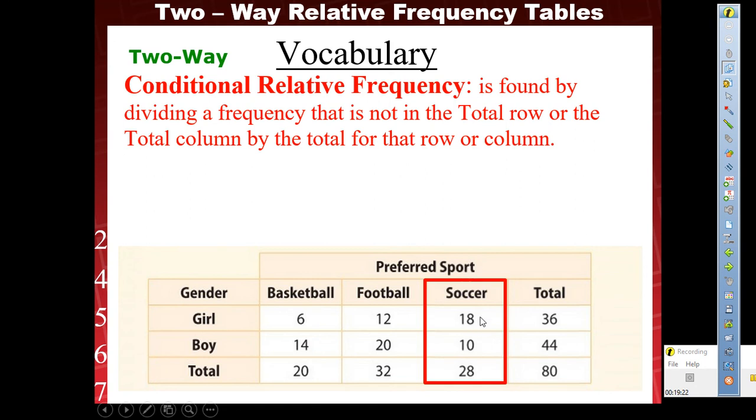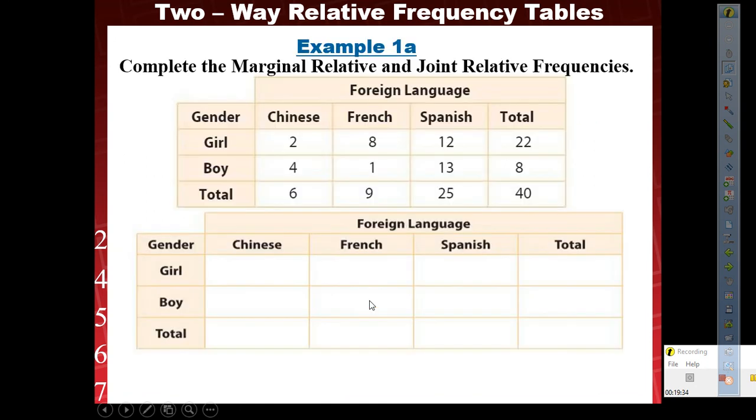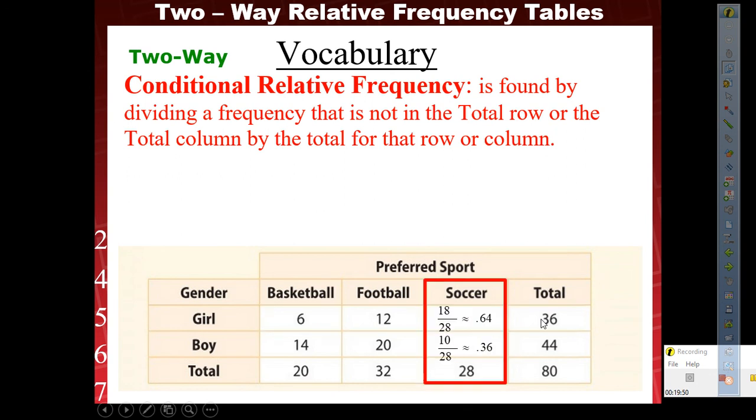Soccer, so that means if I wanted just soccer, then 18 over 28, 10 over 36, and this one only for this, so therefore 6 over what? 36, 12 over 36, and 18 over 36. So the only time that we relate it to the total of the row or the column is when it's what? Conditional. Everybody see that? Yes.